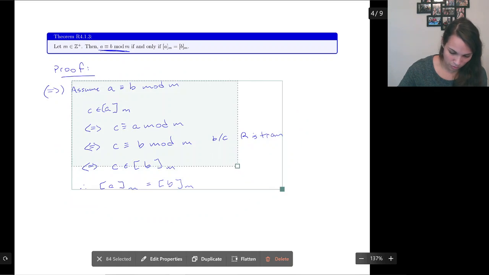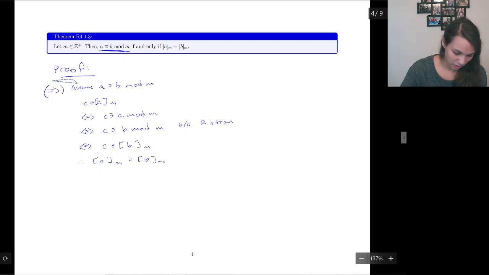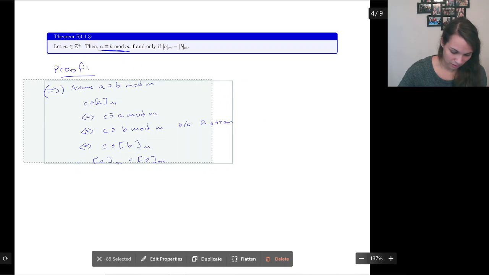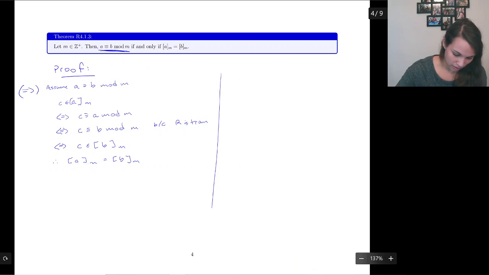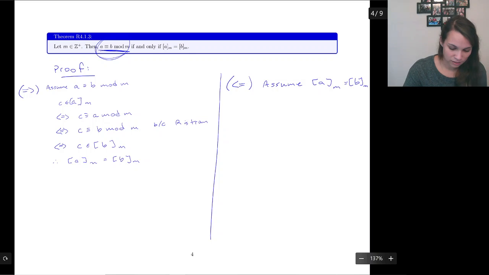So now we would like to go in the opposite direction. We're going to assume that the two congruence classes are equal. Let's write the word assume: congruence class of A mod M is equal to congruence class of B mod M. And we are going to work to a point that says A is congruent to B mod M.